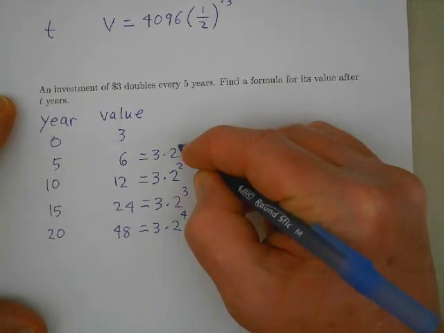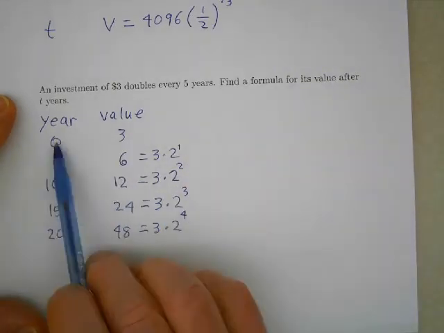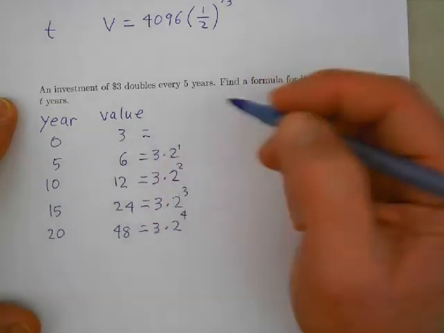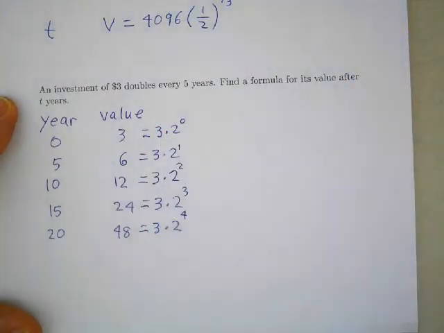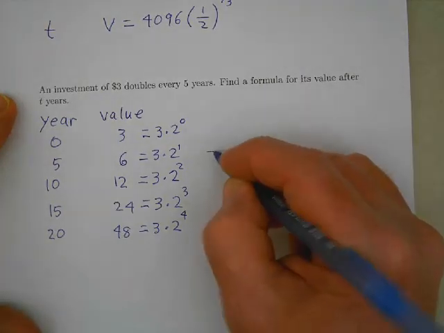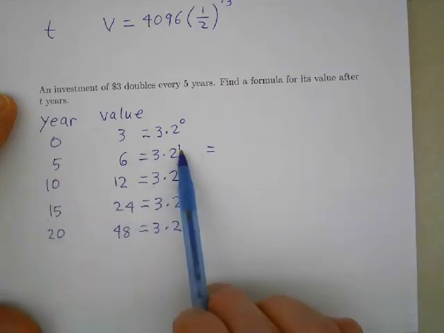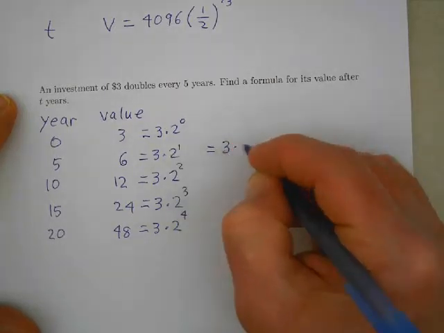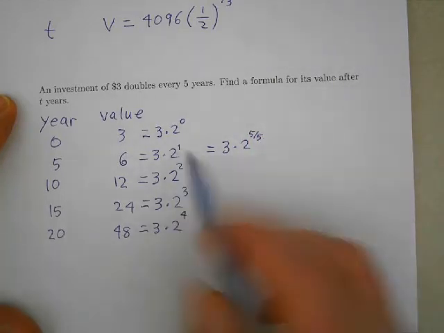Okay, so we'll go back up here. 2 is 2 to the first. At year 0, 3 is 3 times 2 to the 0, because 2 to the 0 is 1. Okay, so we can take note. We'll start with this one. When t is 5 years, the exponent on the base number 2 is 1. So think of this as 3 times 2 to the 5 divided by 5. 5 divided by 5 is 1.